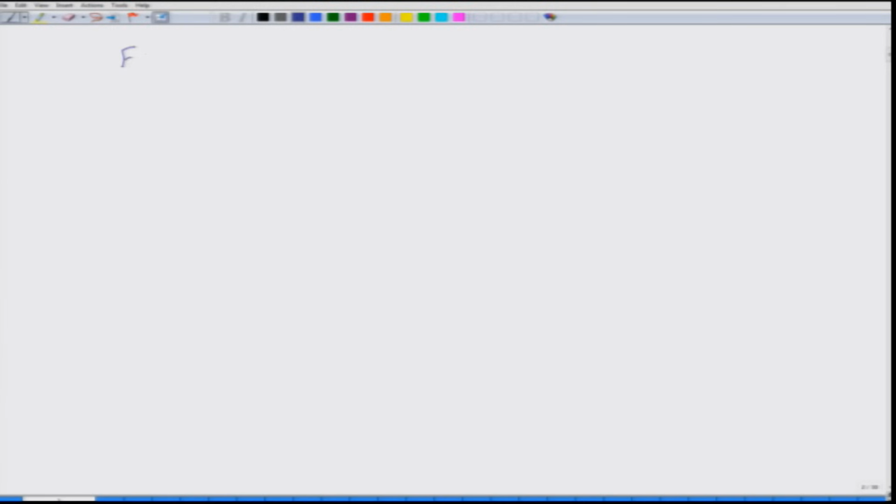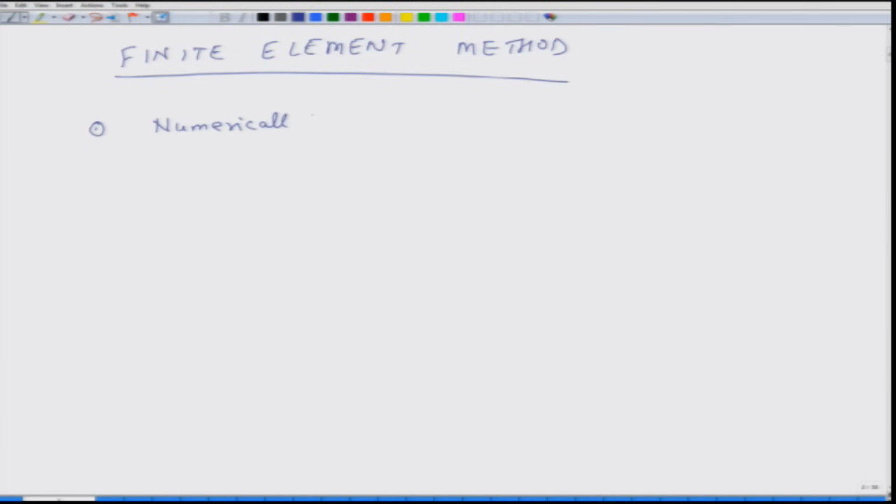The first thing is that this method helps us numerically integrate, and we will explain this term numerically as we walk through this course. Integrate, or I can also call it solve, differential equations. Now, these equations could be PDEs, partial differential equations, or they could be ordinary differential equations, it does not matter. These equations could also be linear or non-linear, it again does not matter.